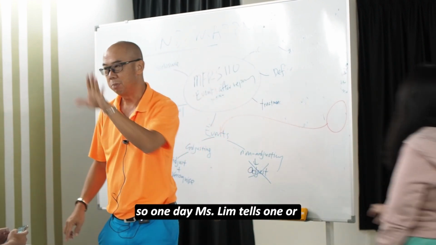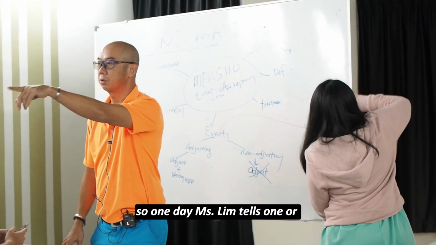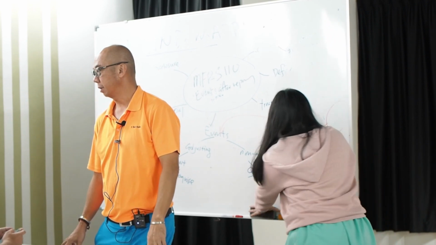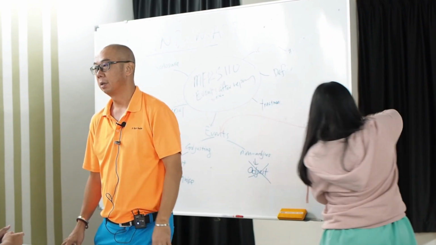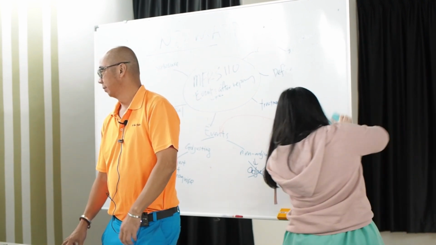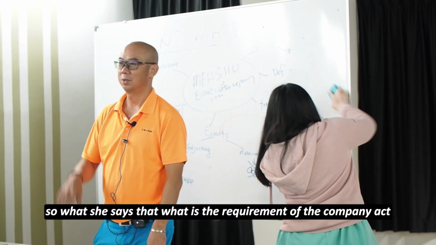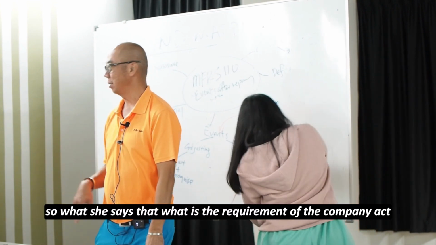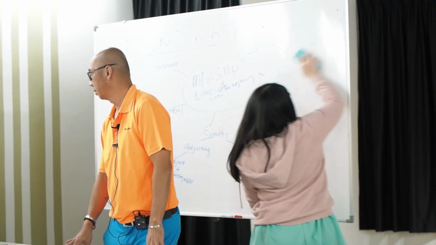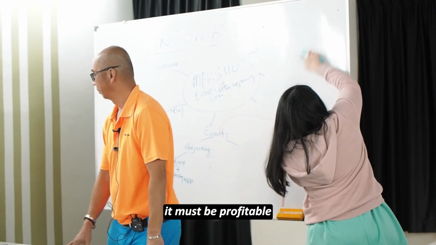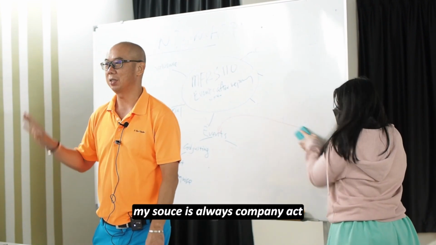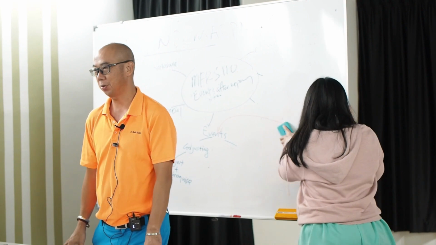So let's say one day, Miss Lim tells one of you about the solvency statement of the Company Act. Can you explain to the client how you're going to find the data, how you're going to find the materials? What is the requirement of the Company Act on solvency? Okay, how do you find it? It must be profitable. My source is always Company Act 2016.